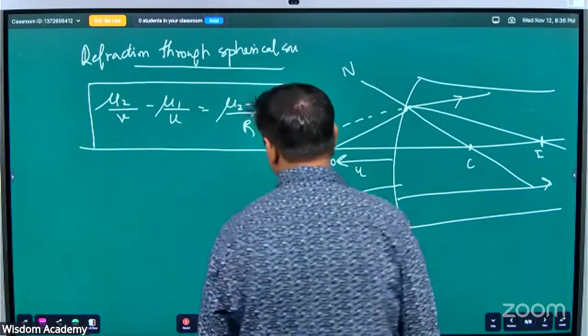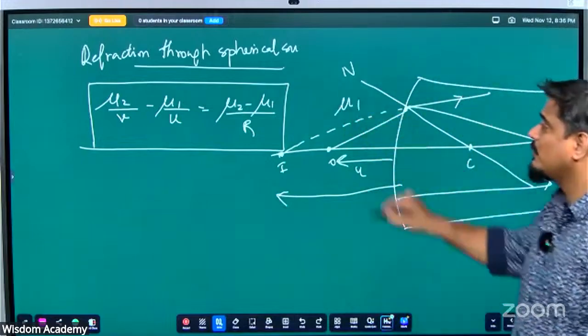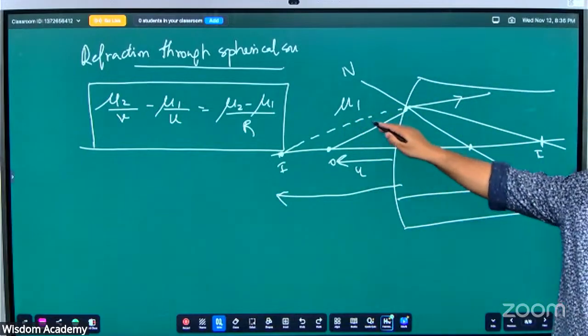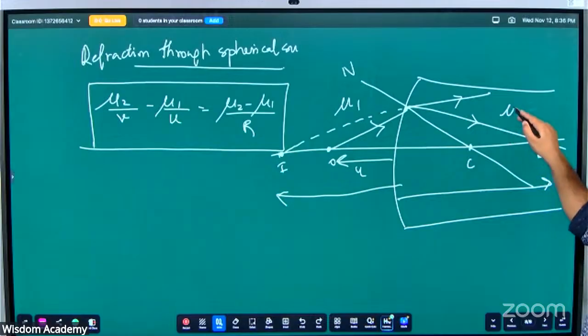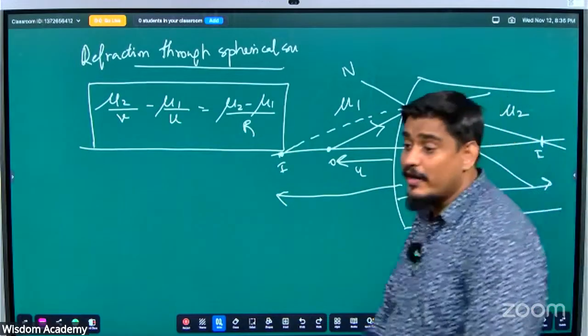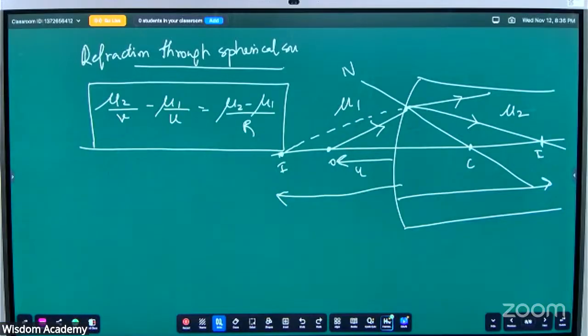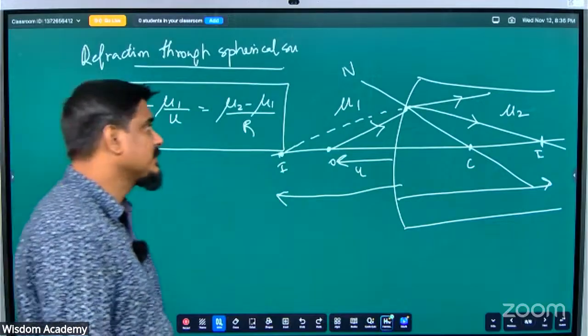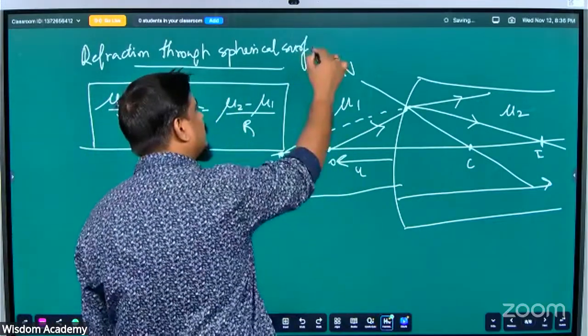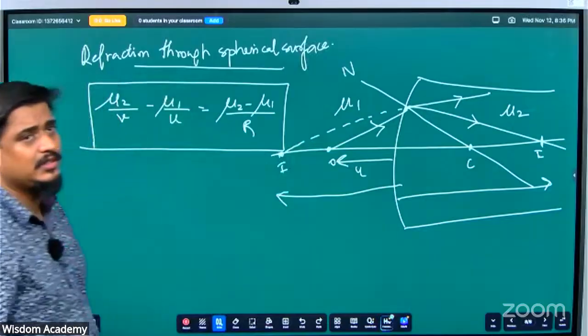So mu2 by V minus mu1 by V. What is mu1? Mu1 is the refractive index of the medium from where the light is coming. And what is mu2? Refractive index of the medium to where the light is going. U is object distance, V is image distance, R is radius of curvature of the spherical surface. Remember that. So this is some important concept.